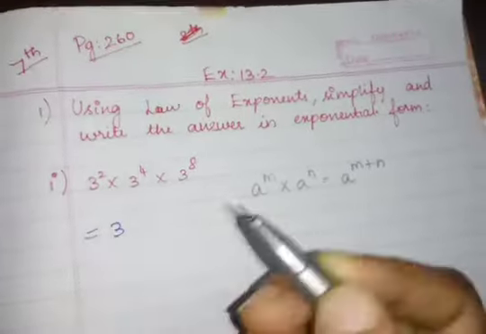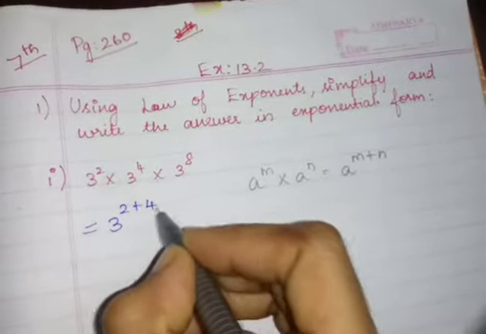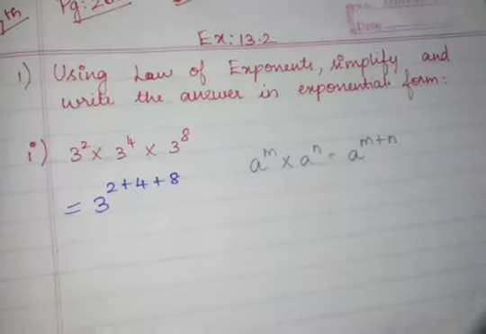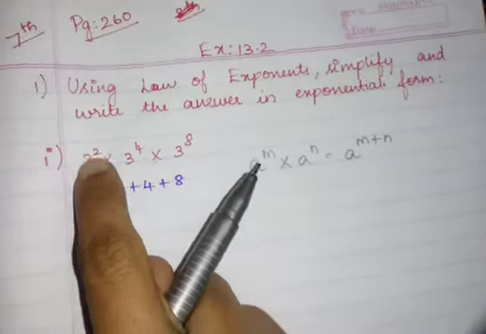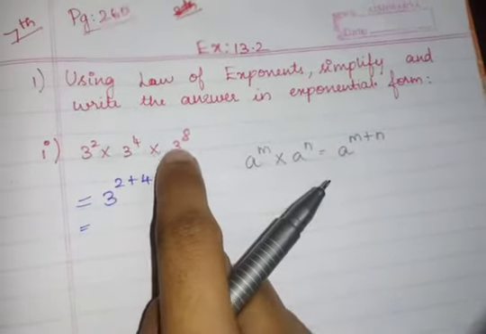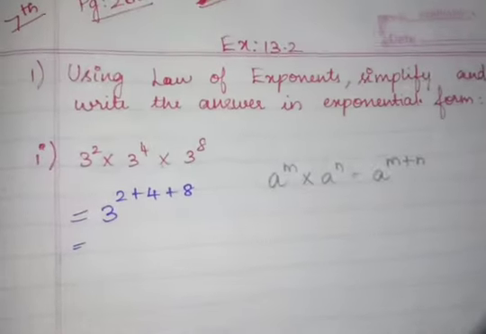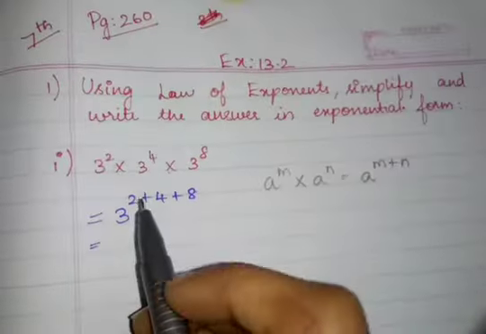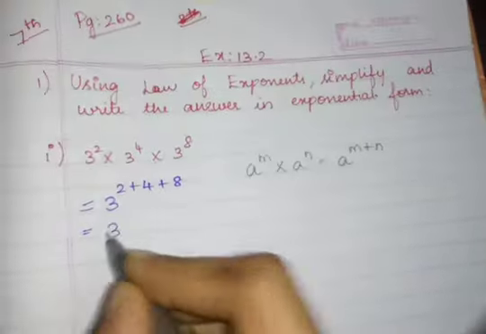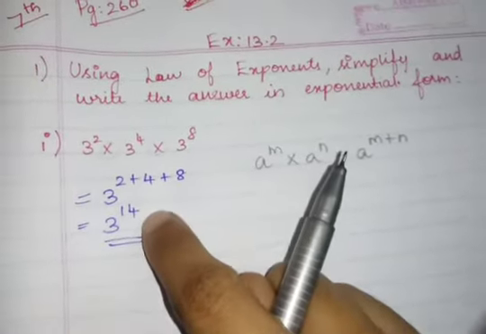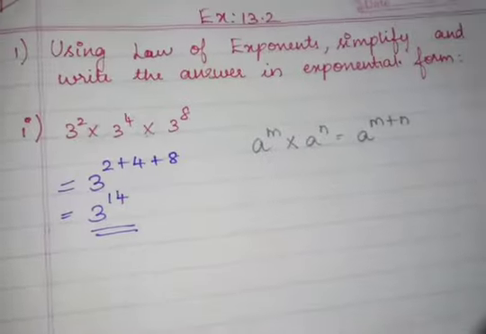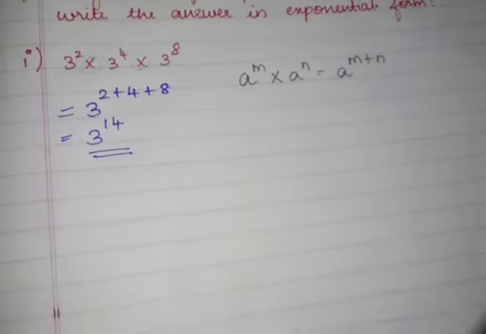So 3 power 2 plus 4 plus 8. Is it correct? Because I have kept the base as this and all these three bases are the same. Just add all your powers. 2 plus 4 plus 8 is 14. 3 power 14 is your answer. So this is your exponential form, 3 power 14. Okay, next.